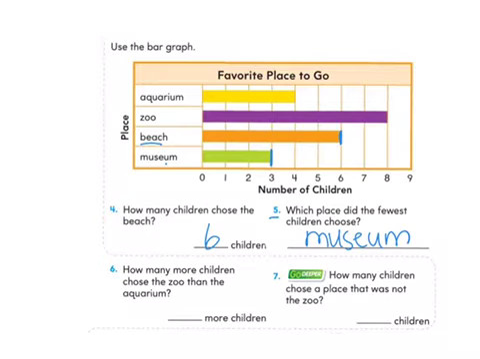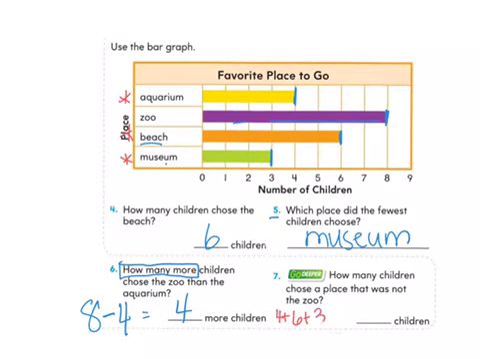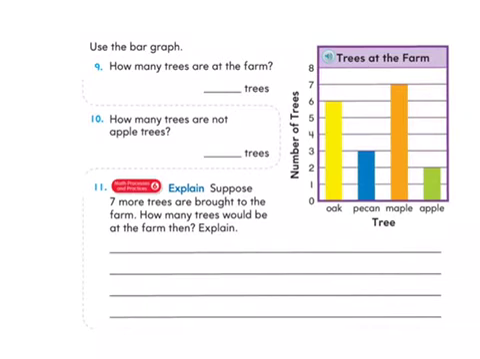Number 6 says, how many more children chose the zoo than the aquarium? So we can see, looking at this bar, the end of the bar shows me 8. So we need to do 8 minus 4, which equals 4. 4 more children. And then how many children chose a place that was not the zoo? So we gotta look at the 3 places that were not the zoo and add those numbers together. So we have 4 plus 6 plus 3. 4 plus 6 is 10, and 10 plus 3 is 13. Super easy, right? All right.